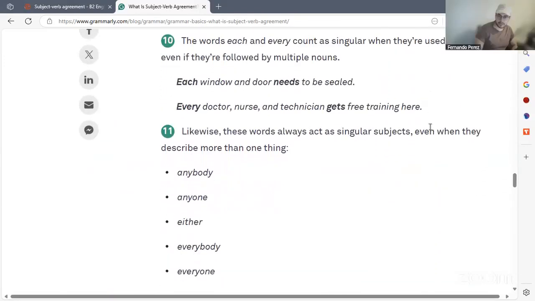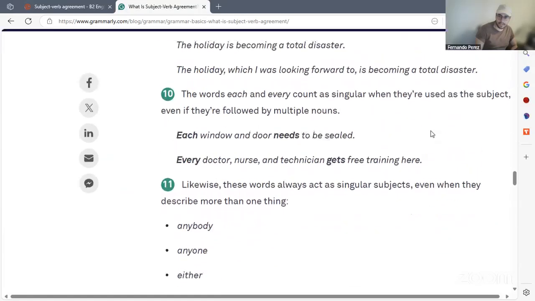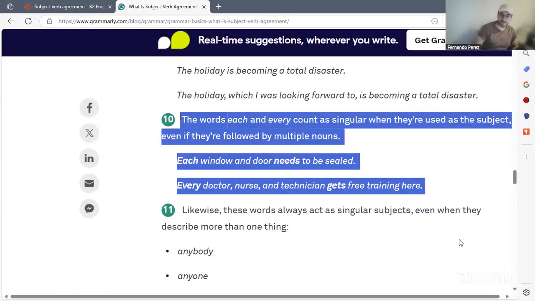Each window and door needs to be. Each and every, that's another one. Read. The words each and every count as singular when they are used as the subject, even if they are followed by multiple nouns. Each window and door needs to be sealed. Every doctor, nurse, and technician gets free training here. That's right.